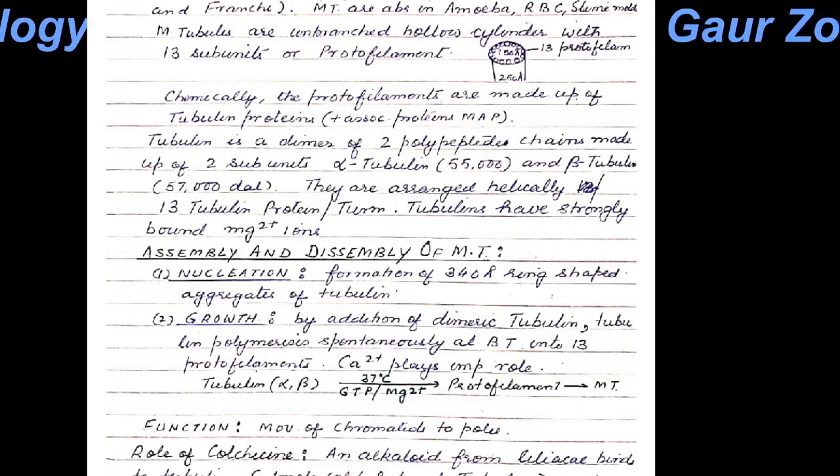When the two polypeptides of tubulin, the alpha and beta tubulin, find around 37 degrees centigrade of temperature with guanosine triphosphate and ample amount of magnesium, they get converted into protofilaments, and these protofilaments afterwards form microtubules.